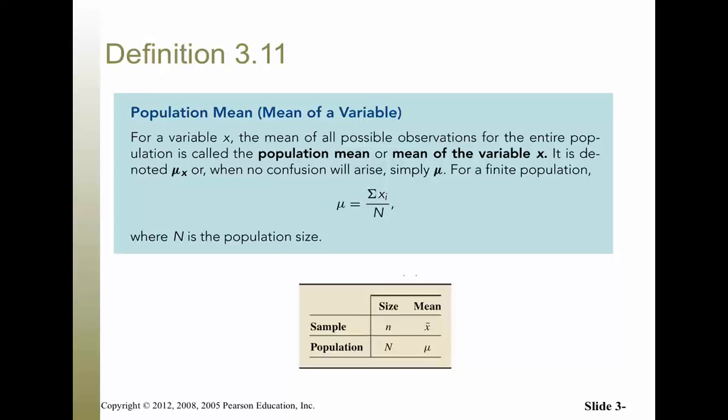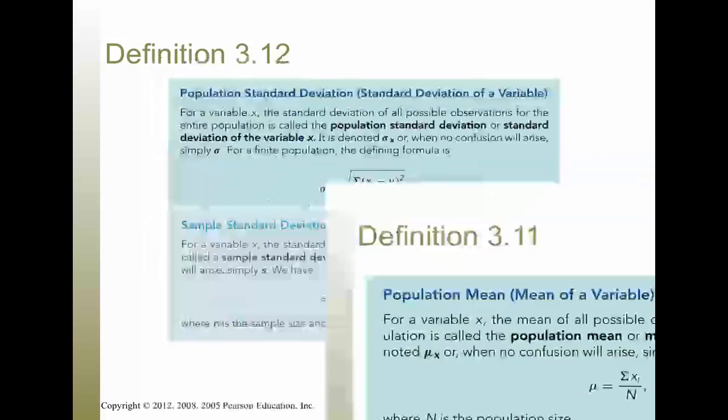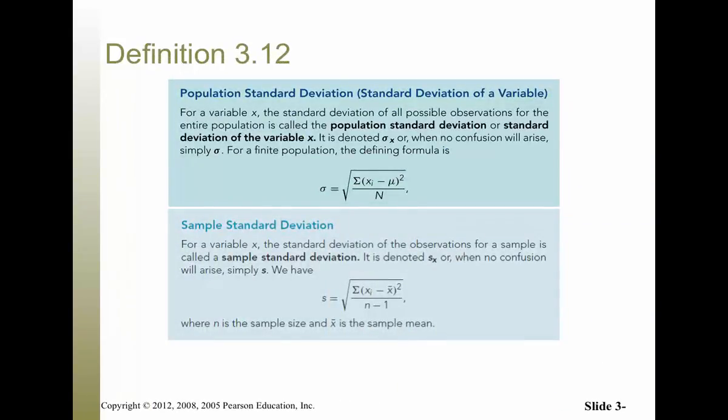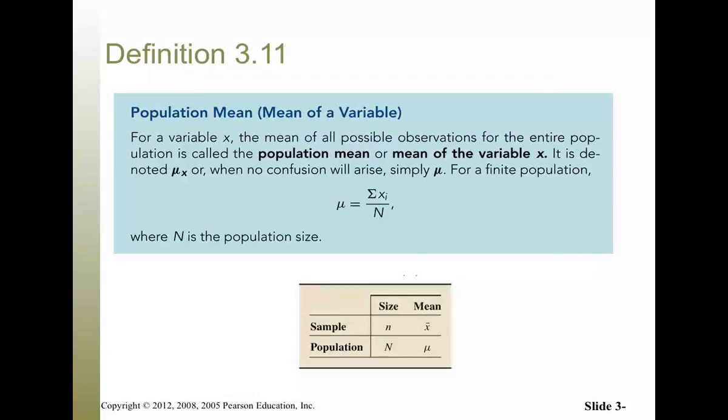Okay? So, let's go back. So for the sample, we've been using these symbols because everything we've done has been in the context of looking at a sample. So the size of the sample is little n, and the mean of a sample is x bar. So those are the symbols we're used to. Everything we've done so far has been in the context of we've got a sample, and we're running these numbers on the sample.